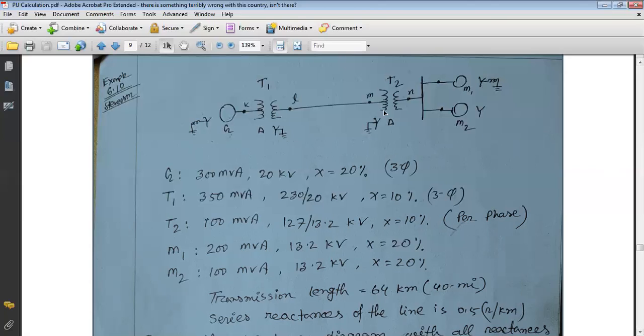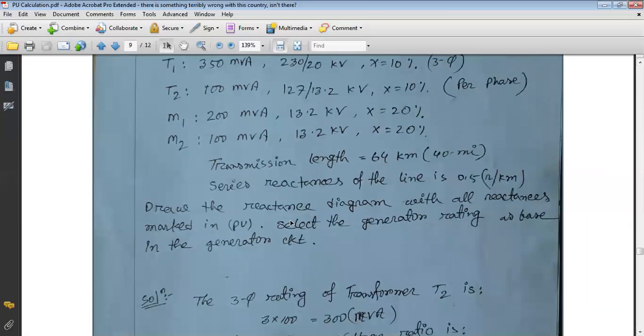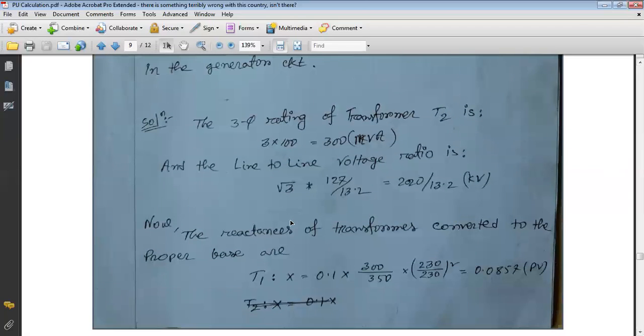So for the primary portion of transformer T2, the value is given per phase, 127 kilovolt. We have to multiply this value by √3 to get the line to line value, or the three phase rating value. If we multiply √3 with 127, the answer should be 220 kilovolt. And the secondary portion voltage remains unchanged because this is the delta connection.